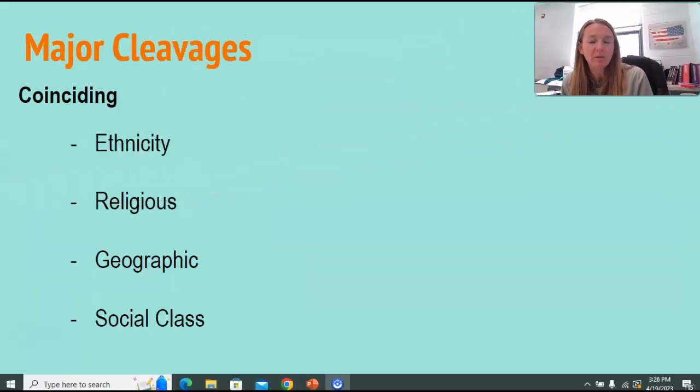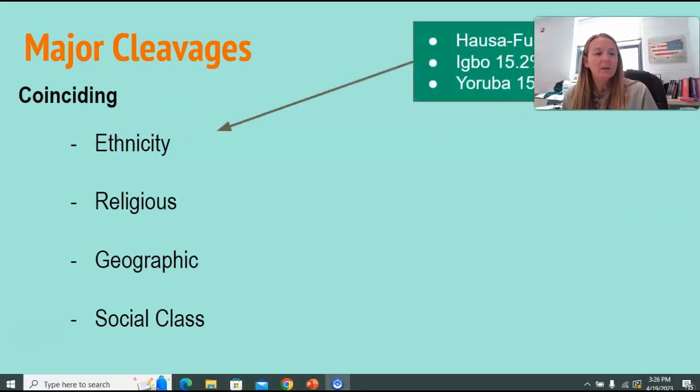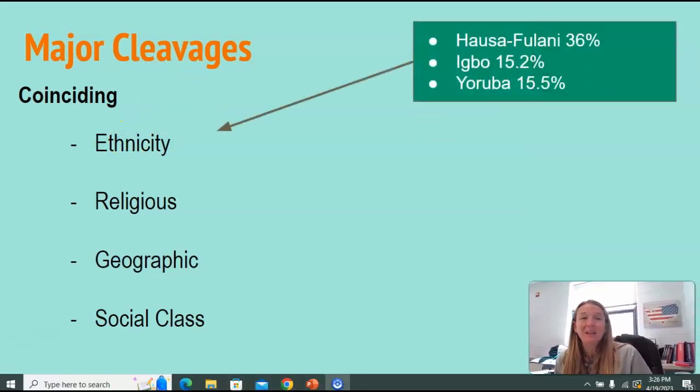When we look at cleavages, remember, a cleavage is a divide among people. Typically, we are talking about economic or social cleavages. We don't normally use that word when we're talking about politics specifically. One thing I do want you to realize is these are coinciding cleavages, which means they align ethnicity with religion, with geography, with social class, which you'll see as we progress through today's lesson. So the first thing I want to talk about is ethnicity.